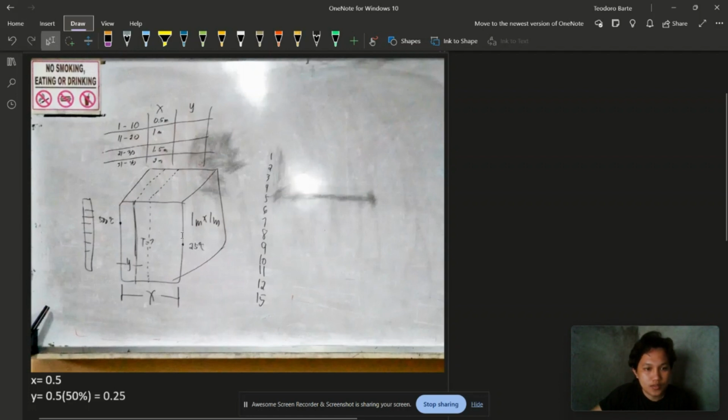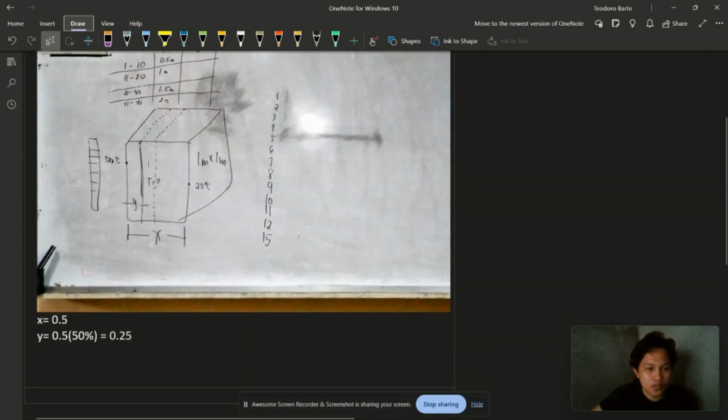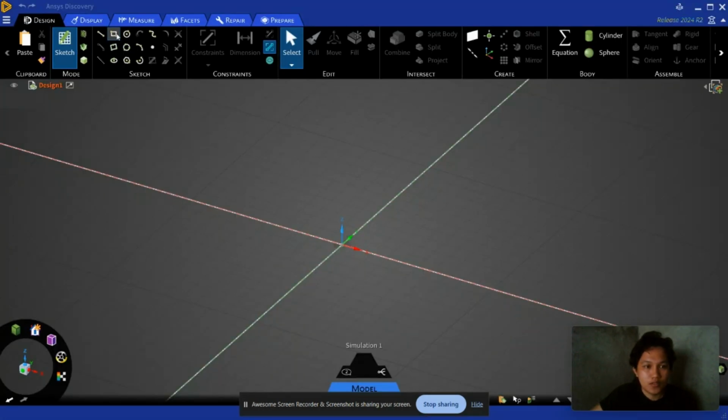The x, y dimensions depend on which number you are in the list. In my case, I'm number 5. So the x should be 0.5 meters and y should be 50% of that. I'm going to try to figure out what the temperature is at 0.25 with this parameter. So we're going to make it first.